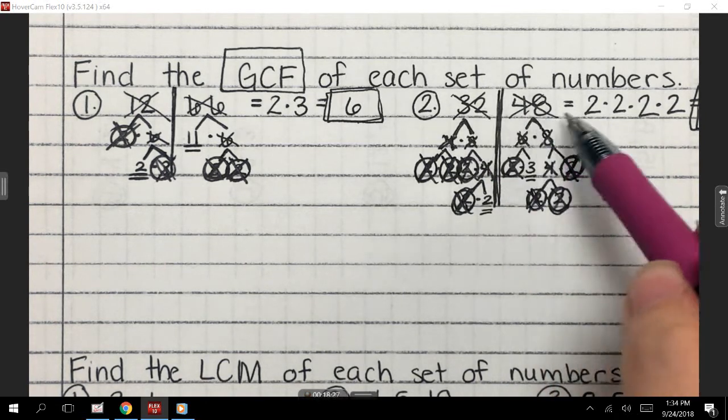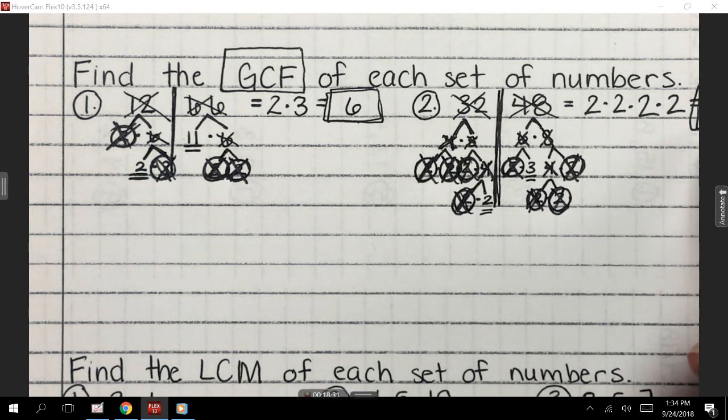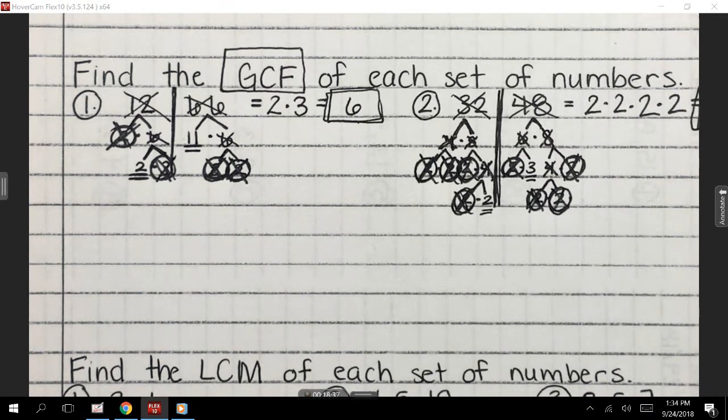If I was just looking at this, I would probably only think of 8. Is 16 a number I'd be able to just think of in my head? Probably not. So that's why this method is awesome, because it does it for us. All right, okay, LCM. Let's do an LCM.